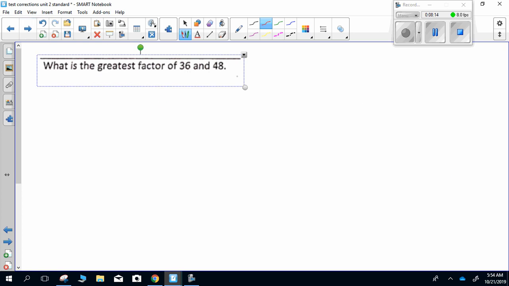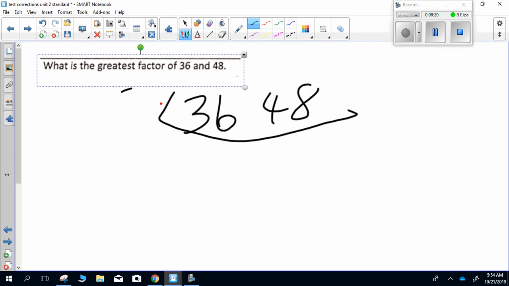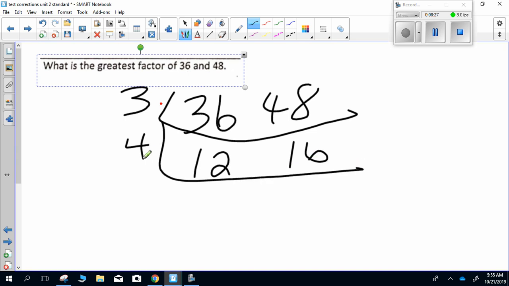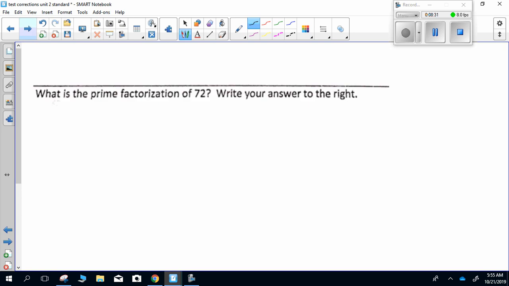Next one, the greatest common factor of 36 and 48. Put it in now and divide that by 3, which gives me 12 and 16. Divide that by 4, which gives me 3 and 4. So the GCF is 12.